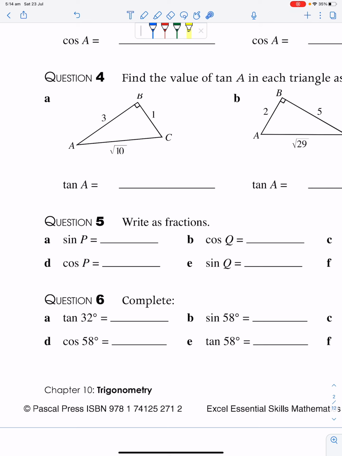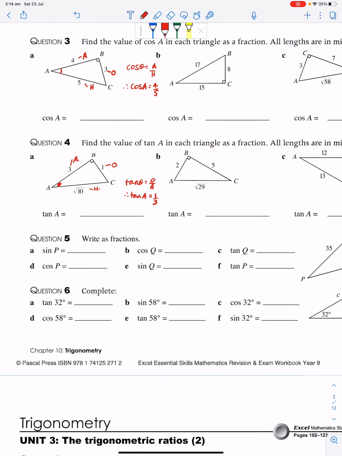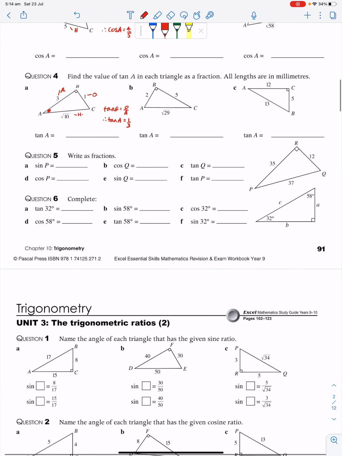In this question, they want us to find tan A. Again, the A is the key because that's the angle that they're referring to. There's angle A, so this is going to be the opposite side, this is going to be the adjacent side, and this is our hypotenuse. Now, tan of any angle is opposite over adjacent, so tan angle A is 1 over 3. And you're finished. Let's go to question 5 now.